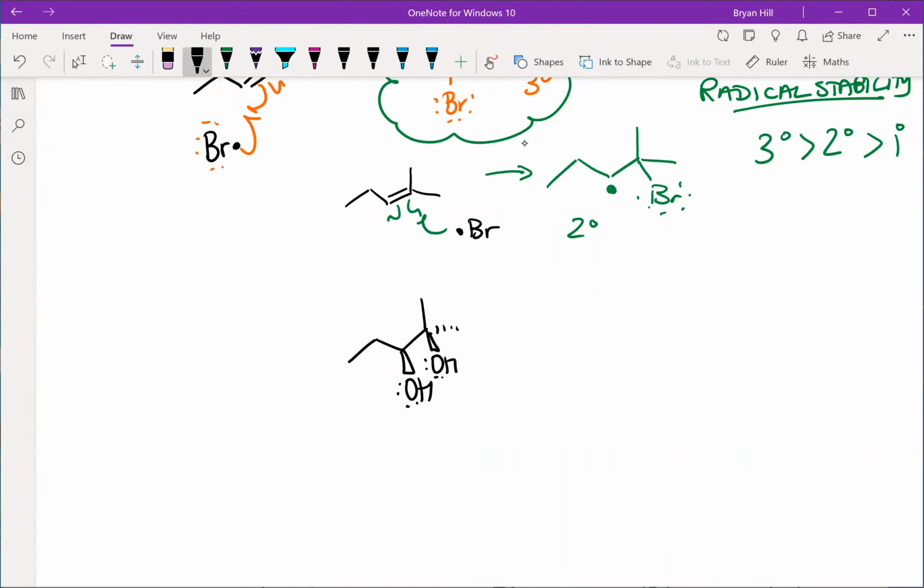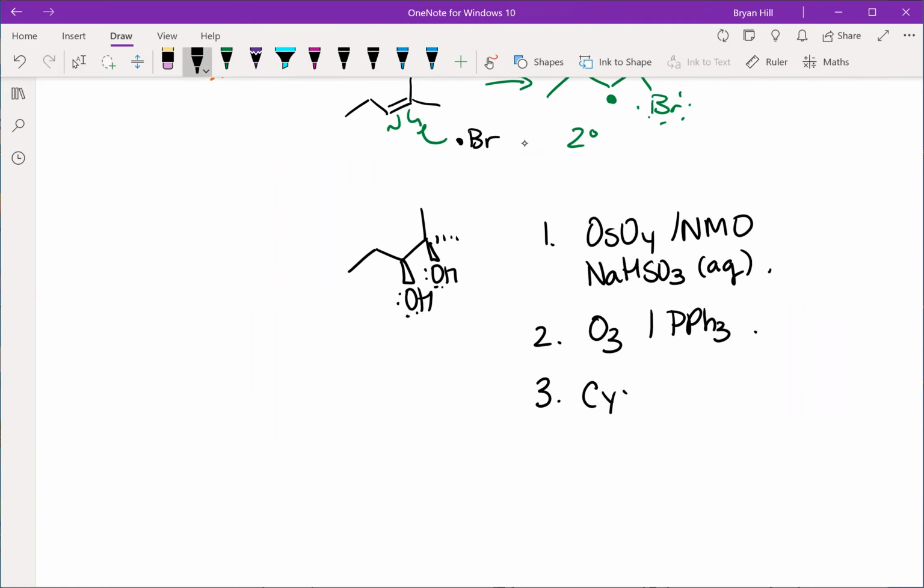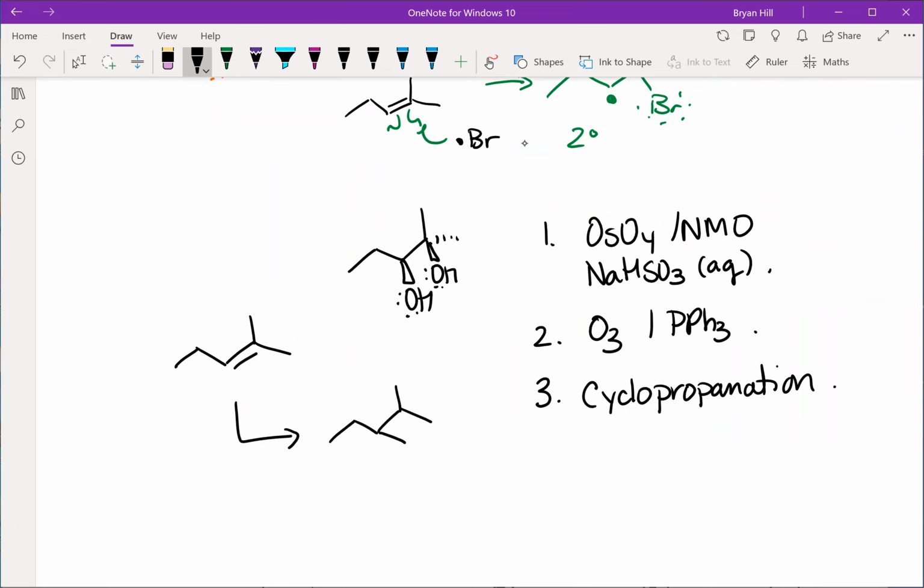So there were basically three reactions that were off on their own. One would be the osmium tetroxide reaction, OsO4, NMO. The second one I would say would be the ozone one, ozone and then triphenylphosphine. And the third one I would say would be the cyclopropanation. So the carbene reaction. So making, for the lack of a better word, the triangle.